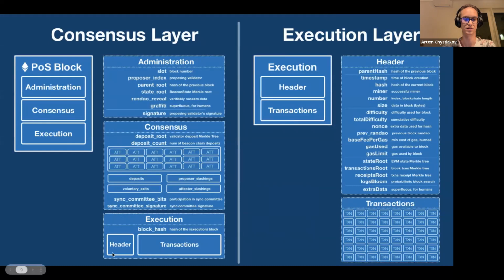And beneath this comes the regular execution layer, which is the one on the right, which has the header and the transactions.